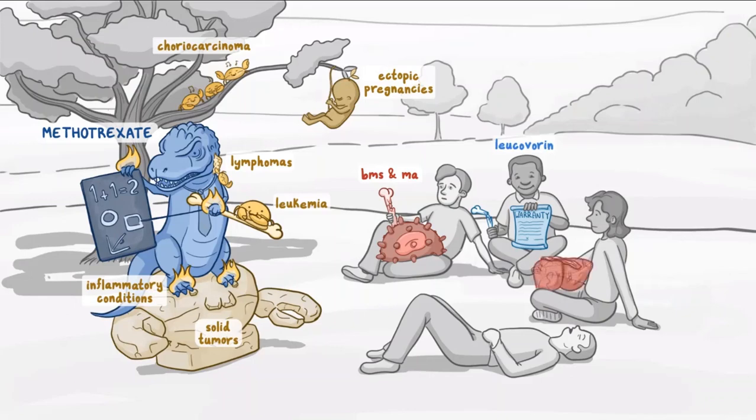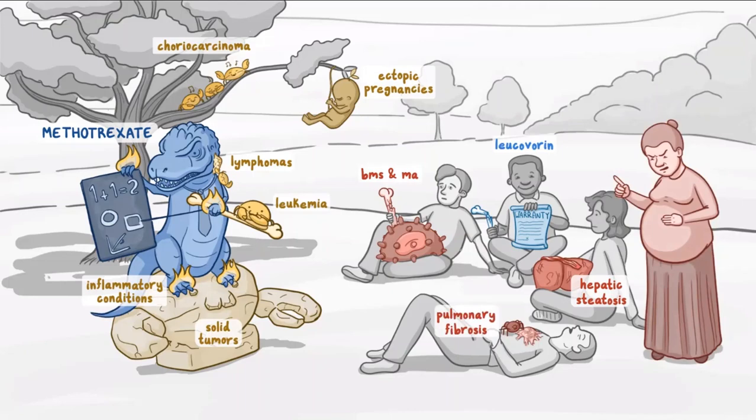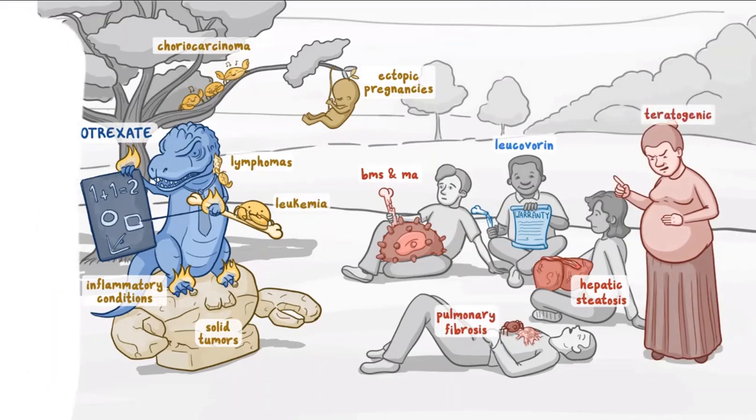The kid next to him is holding a damaged liver with a strip of bacon on top for hepatic steatosis, and the last kid dozed off, so a spider is building a web on his chest for pulmonary fibrosis. His pregnant mother is yelling at him to wake up, and also to help you remember that this drug is teratogenic.